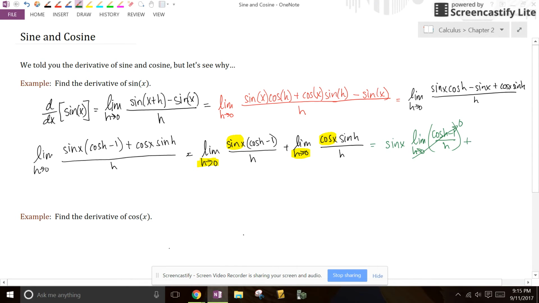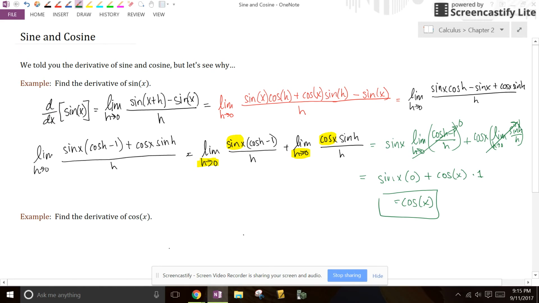But we're not done. Over here, we have a cosine of x that can come out, and we still have the limit as h heads to 0 of sine h over h. And we happen to know this thing heads to 1. So really, we just have sine x times 0 plus cosine x times 1. And all that would be left is the cosine of x. And thus, you have proven that the derivative of sine is cosine.